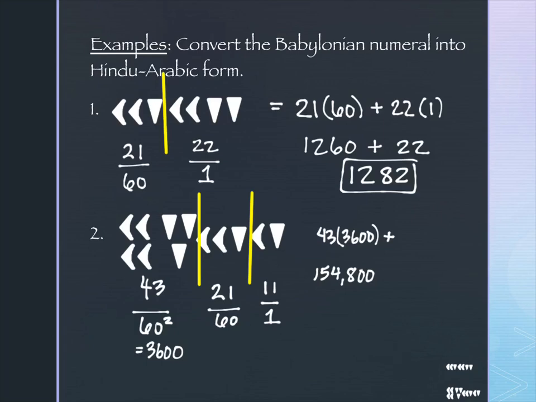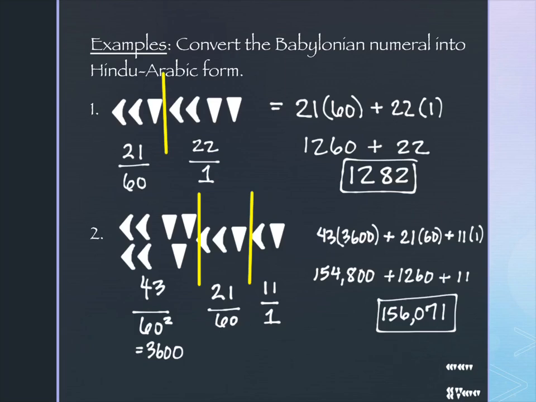And then we have 21 60s, which we did above, actually. So that one was 1260, I think, yeah? And then we have 11 ones. Okay, so we have 154,800 plus 1260 plus 11. What is my grand total? 156,071, I believe. That's what I have too. Is that all right?